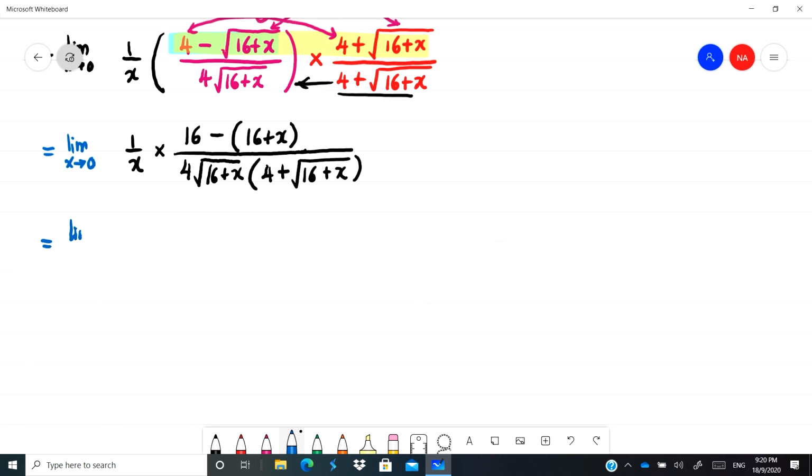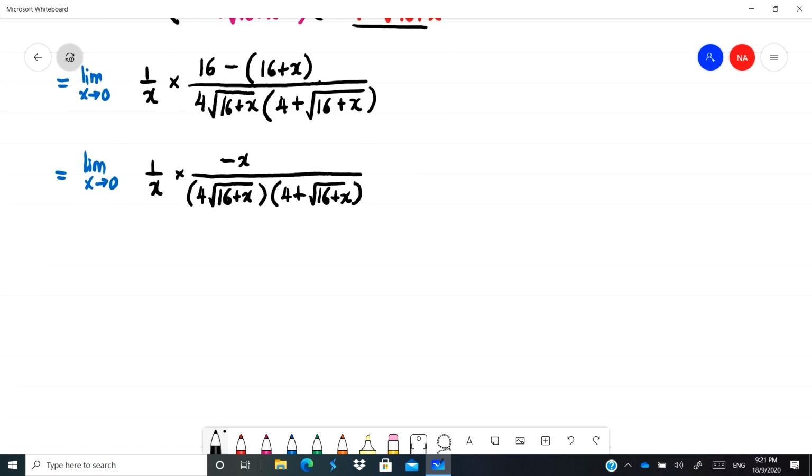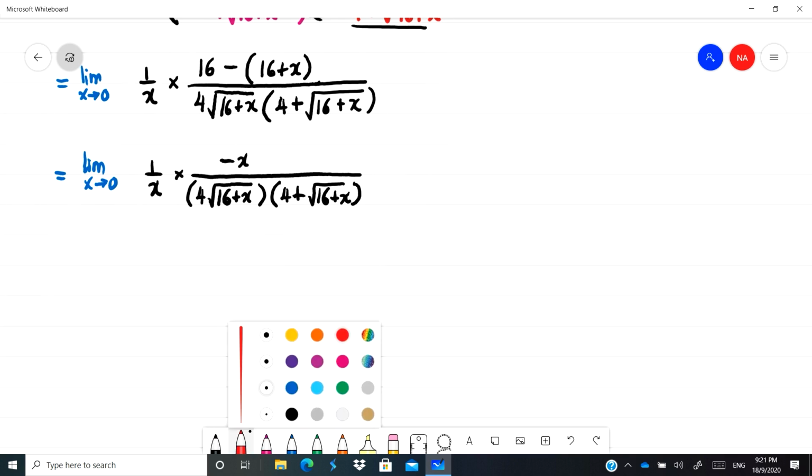All right, so let's say the limit as x approaching 0 of 1 over x, multiplied with 16 minus 16 is 0, minus x, so you'll have negative x there. This one you should have, let's say I put it in bracket, 4 minus square root 16 plus x, over 4 plus square root 16 plus x. Please take note that we can cancel the x out, because we have the term x at the numerator and x at the denominator, leaving negative 1 there.